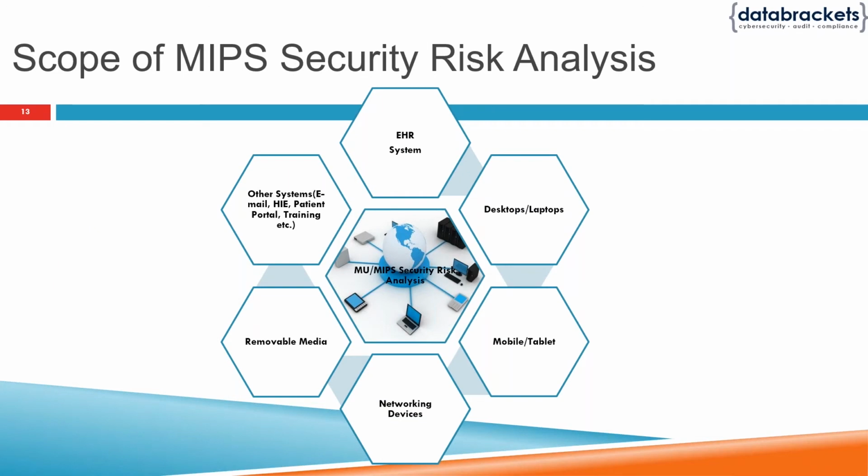So, what are some of the common areas that you need to cover as part of your security risk analysis? Primarily your EHR system. Doesn't matter what kind of EHR system you use, from eClinicalWorks all the way to a cloud-based system. And then you definitely need to cover your desktops, laptops, and other end devices, because that's what you use to access your EHR system.